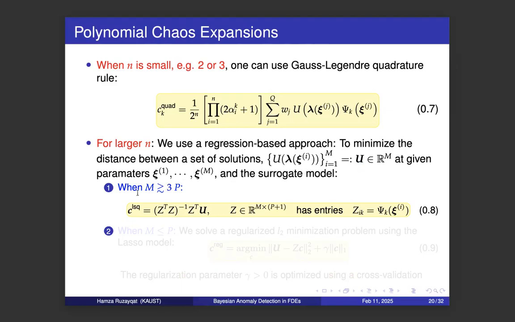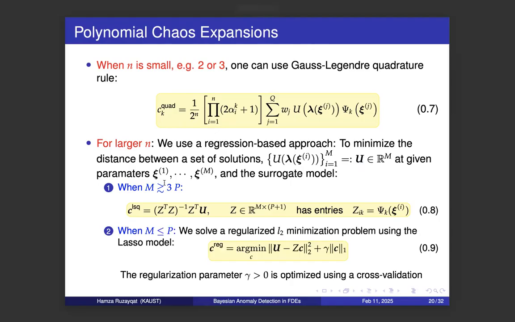So now the choice of m is important. When m is greater than or equal to 3 times p, which is the number of terms in the expansion, one can use the least square approach. So you minimize the L2 distance between the solution and the surrogate, and it's given by this, where z here has the entries z_ik, which is equal to the multivariate Legendre polynomial k evaluated at xi_i.